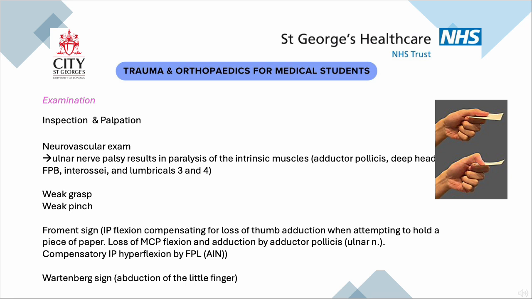If you ask the patient to hold a piece of paper or a credit card flat with the thumb, and then you pull the credit card away, they will flex up as in the bottom picture there, because they don't have the first dorsal interosseous holding it together. And there's also the Wartenberg sign, which is abduction of the little finger, as they cannot adduct it.